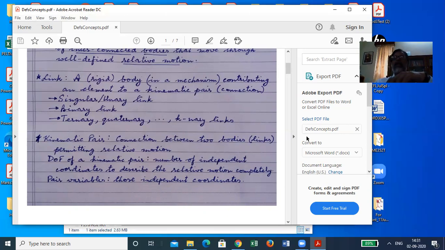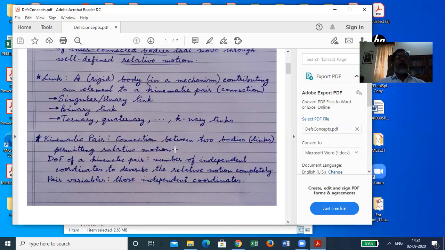can rub against the other, and that makes it a pair of two elements. And in that sense, it is a pair. Okay, so it's a kinematic pair in that sense. Okay, so connection between two bodies permitting relative motion.